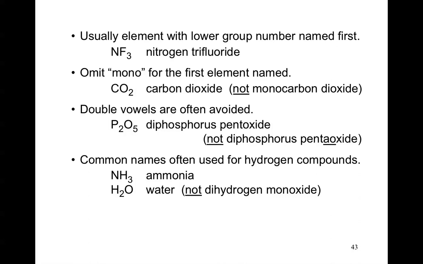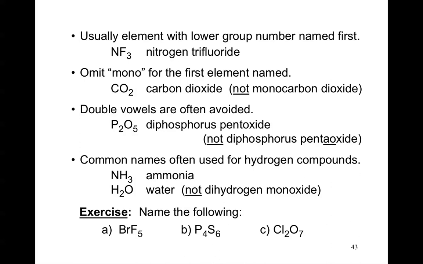Just call it water. All right, so go ahead and turn off the video and attempt to name these 3, and then I'll give you the answers. All right, so for the first one, verify first of all that all of these are molecular. So bromine and fluorine are both nonmetals. So are phosphorus and sulfur, chlorine and oxygen. So we would name them in the following way: bromine pentafluoride, tetraphosphorus hexasulfide, and the last one is dichlorine heptoxide.